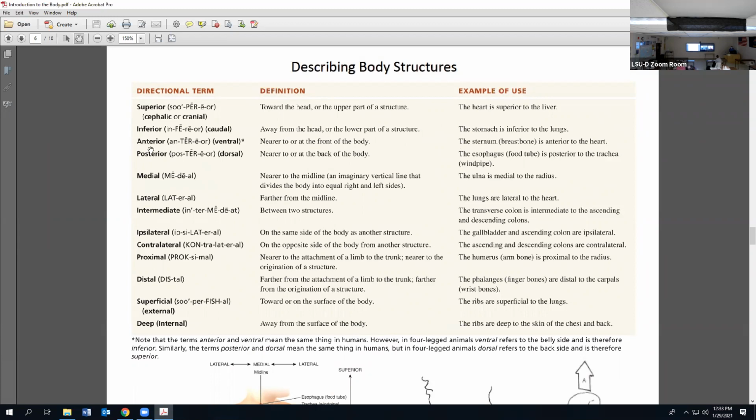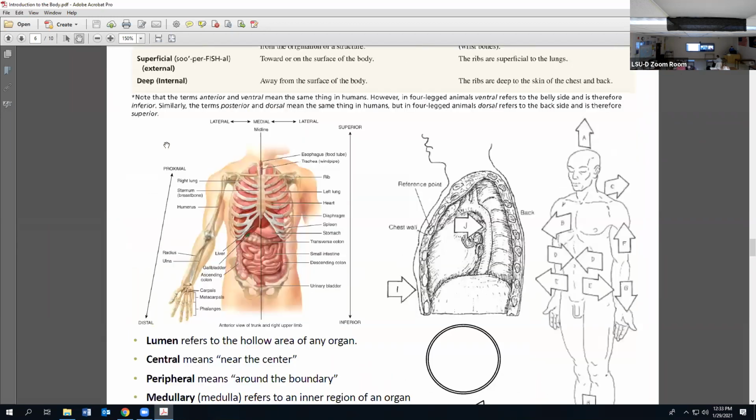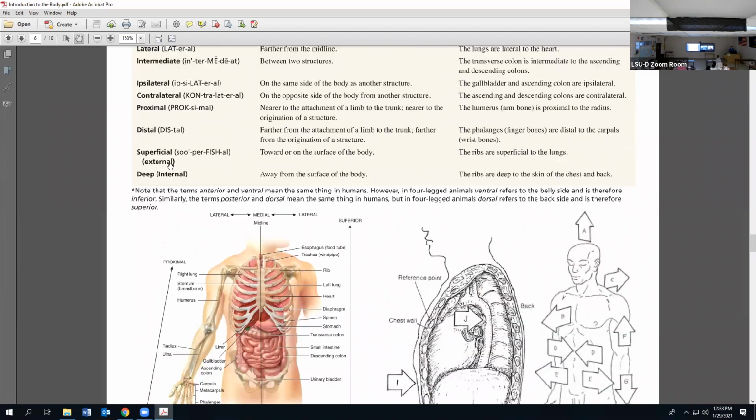So instead of in front of and behind, we're going to use anterior or posterior. Which letters for my arrows represent, or which letter represents anterior? B. And then letter C would be posterior or dorsal.